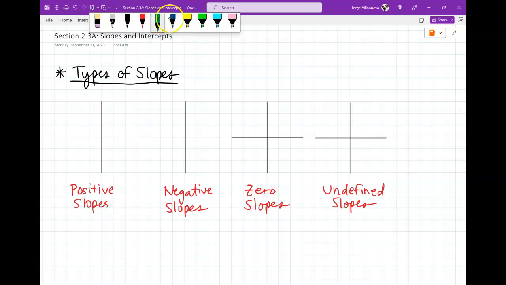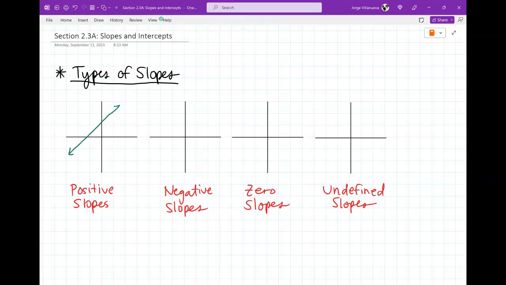A positive slope is a slope where the line goes upwards from left to right. It kind of looks like it's going uphill. So maybe something like this. This would be an example of a positive slope. And there's many others. As long as the line is going upwards, it can be going upwards really sharply, really fast, or it can go real slow. But as long as it's going upwards, then we call it a positive slope.